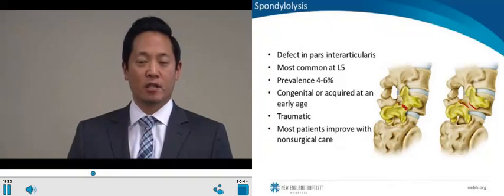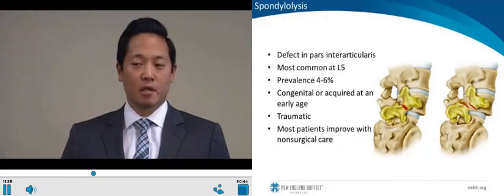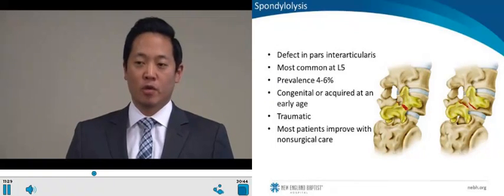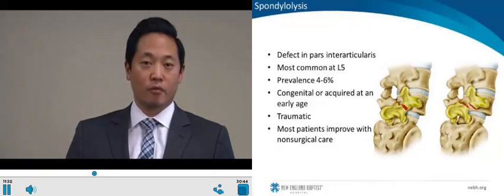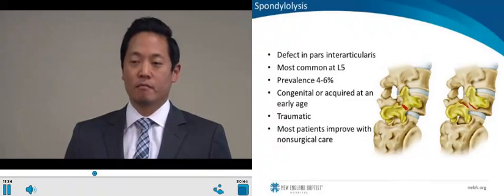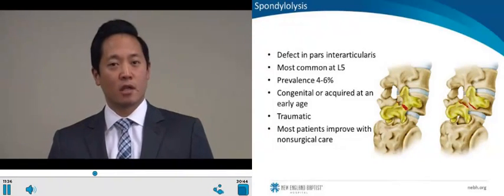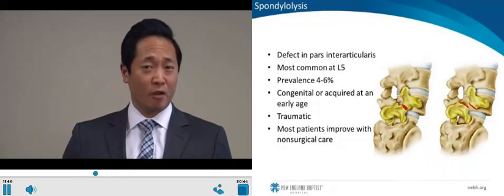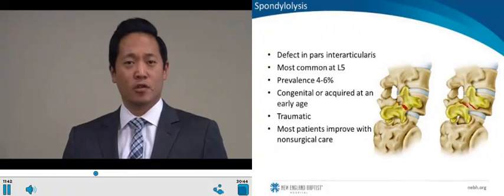Luckily, most patients improve with non-surgical care. Typically, an acute spondylolysis would be treated with activity modification, a brace, followed by physical therapy. Rarely, surgical intervention can be undertaken. This may take the form of a direct surgical repair of the pars, but more commonly, a fusion is performed.